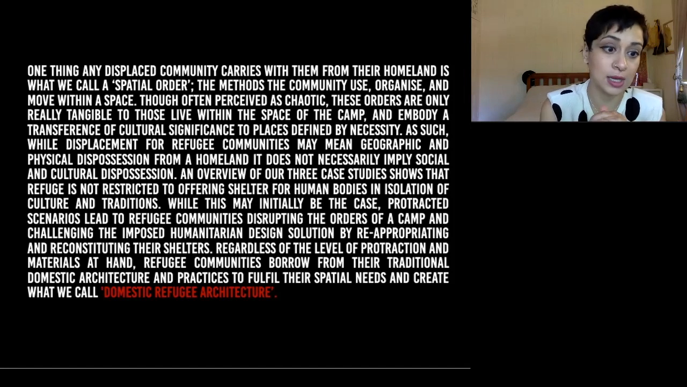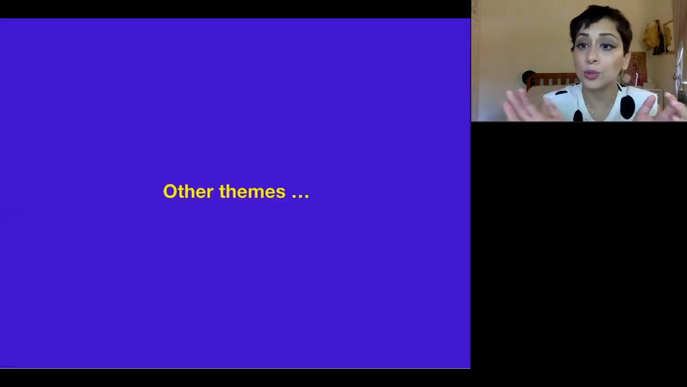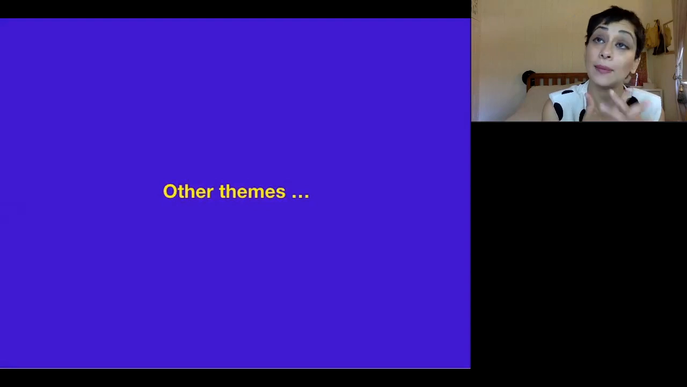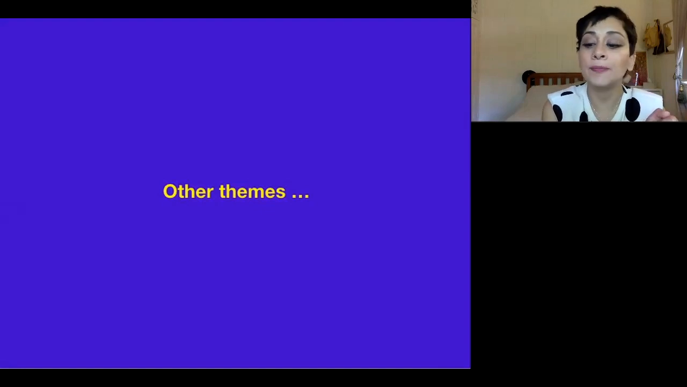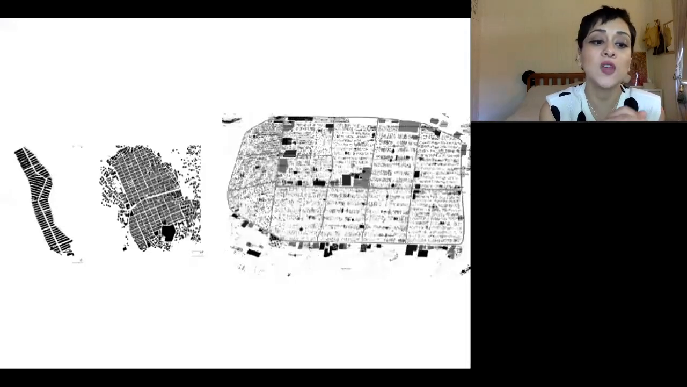refugee domestic architecture. I'm going to briefly go through other themes I explored in my research, which I will be happy to answer more about if you have any questions later on. Other themes explored the patterns that emerge from the physical structure.